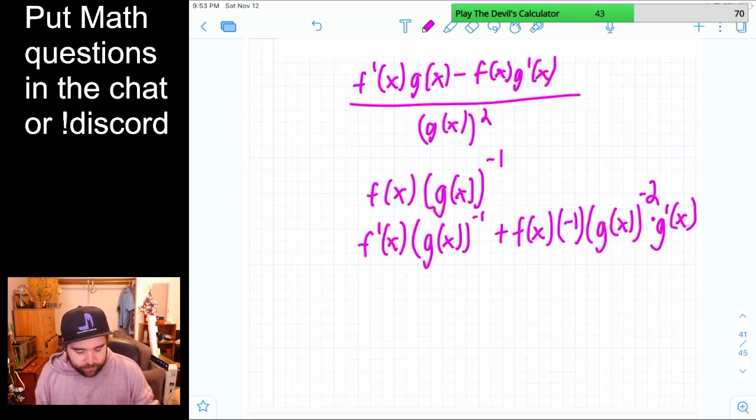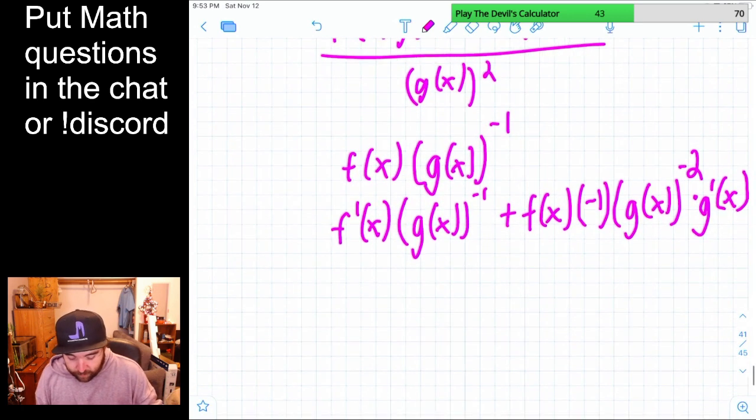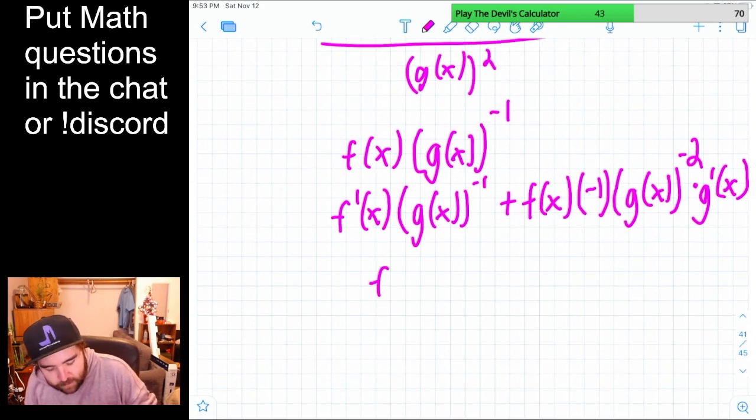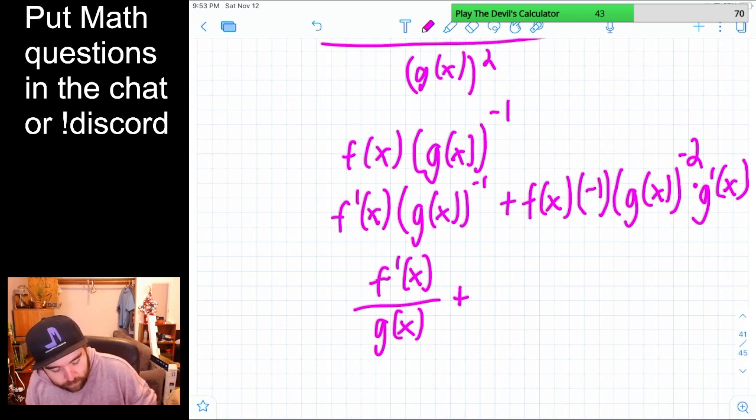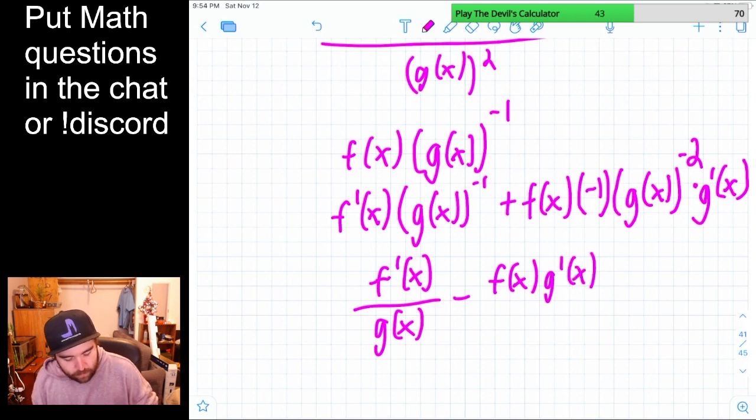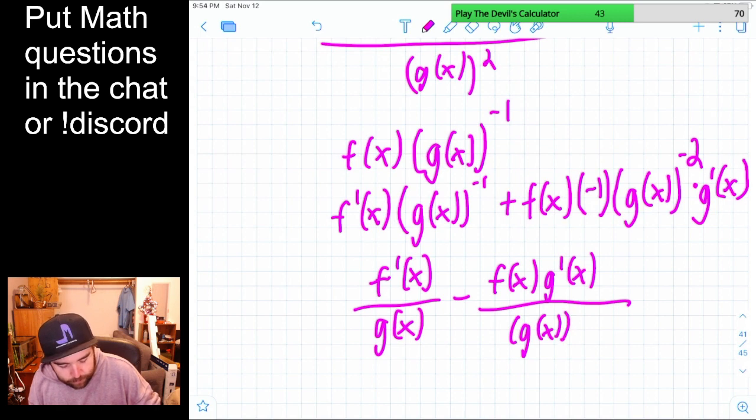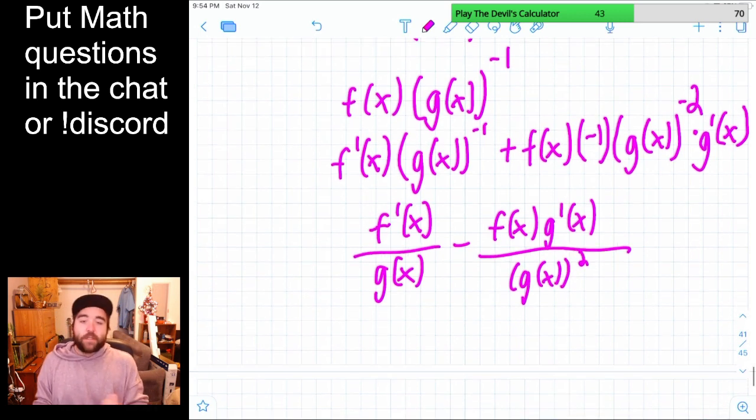And then let's fix that up a little bit. So what does this look like? Let's get rid of the negative exponents. So we have f prime of x over g of x plus, or should I say because of the negative 1, minus f of x times g prime of x over g of x squared. And you see, now we basically got it.